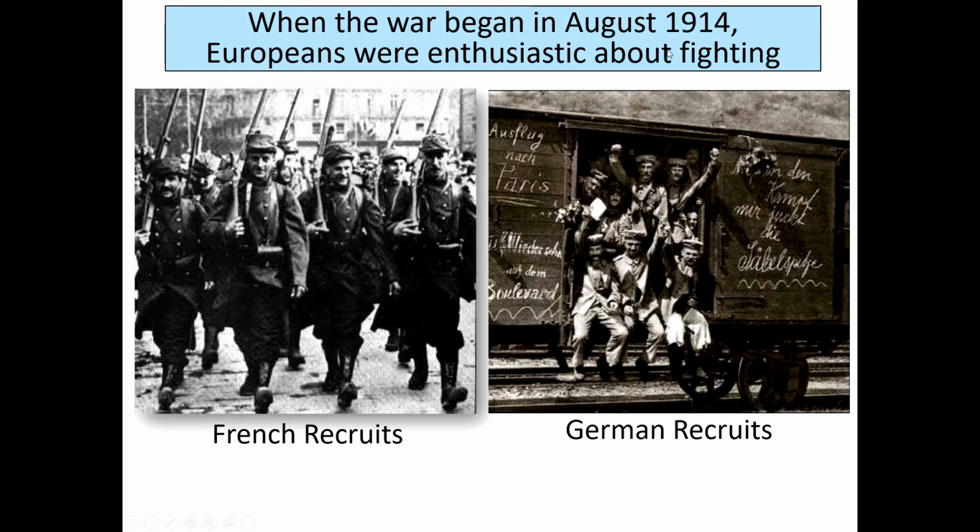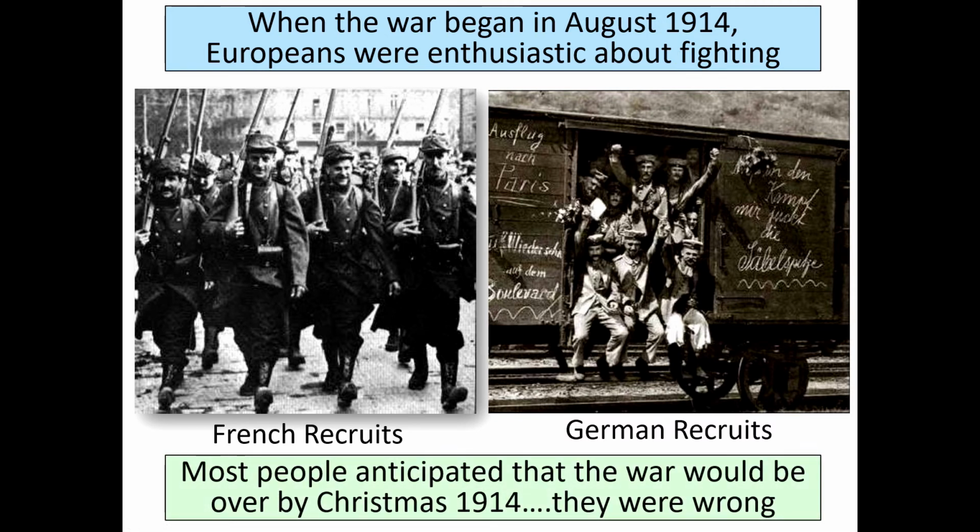When the war began in August 1914, Europeans were enthusiastic about fighting. And most people anticipated that the war would be over by Christmas 1914, and boy, were they wrong. And you can see here on the left, French recruits, they're smiling. They're happy to be going off to war. They think they're going to win easily.